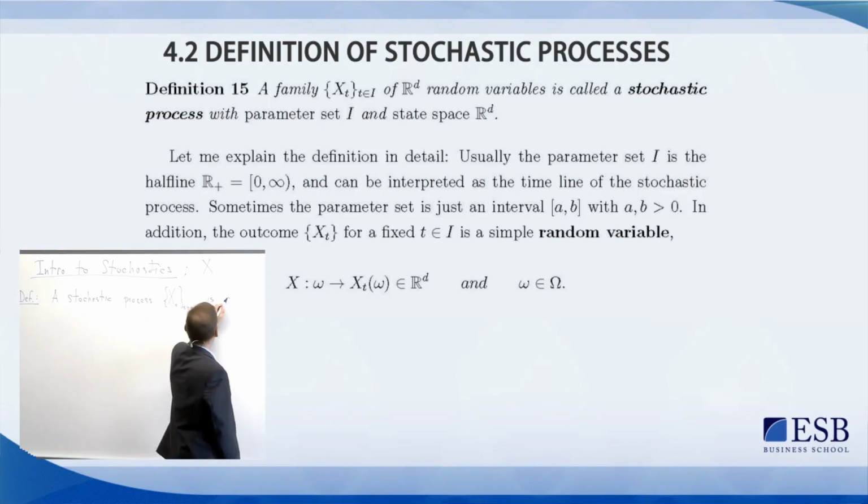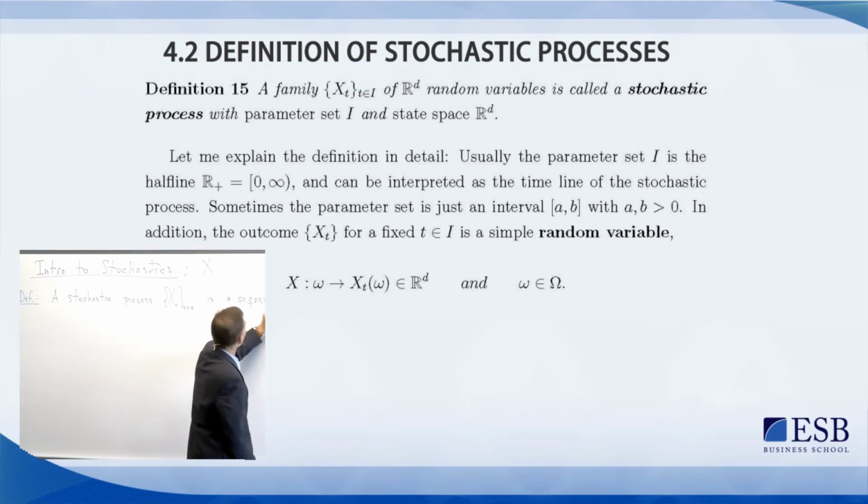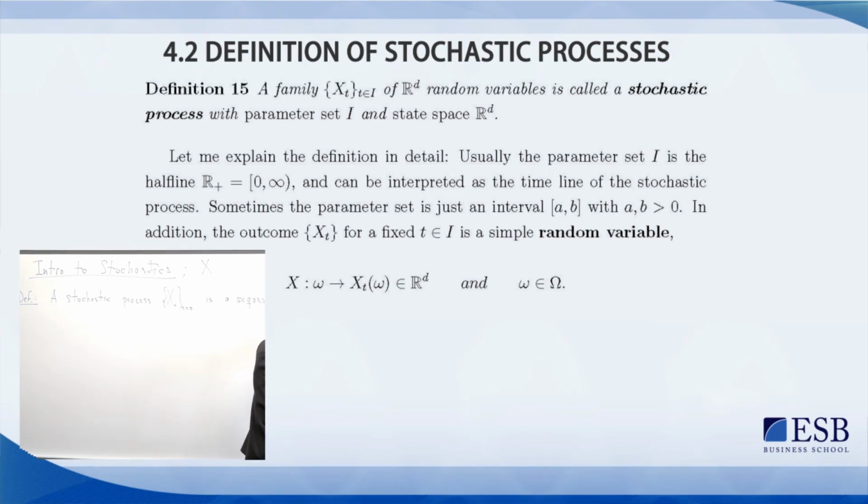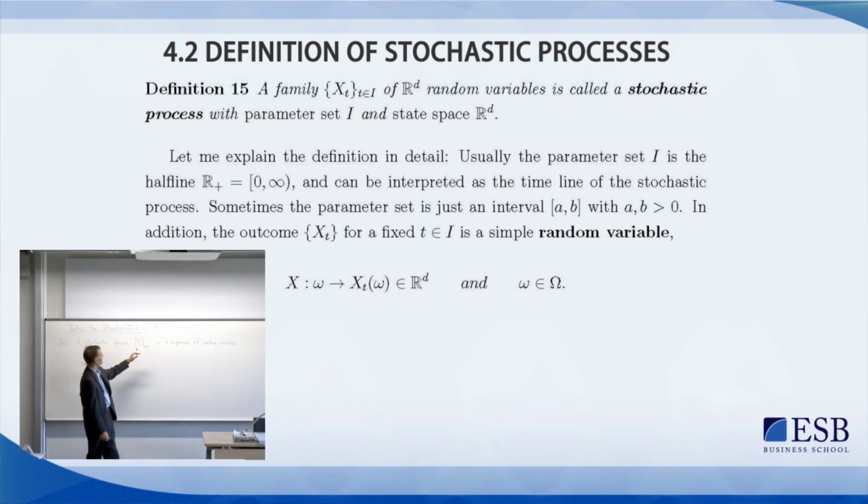A stochastic process X of T of this set is a sequence of random variables. So this is the easiest way to get some idea about what is behind it when I say stochastic process. The stochastic process X_t for t greater than 0 is a sequence of random variables.